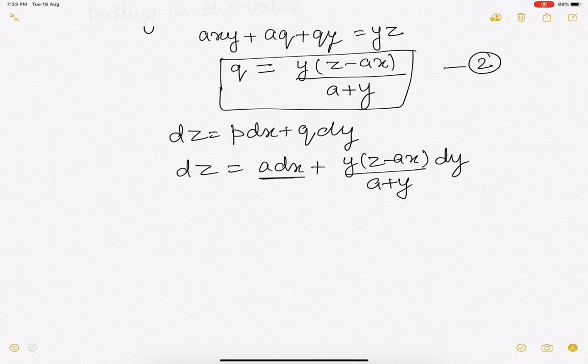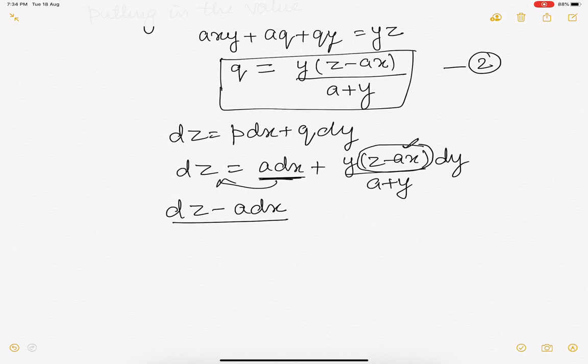Let us take this term on the left hand side of the equality. Why am I taking this term on the left hand side? The reason is that we have this term z minus ax here, and dz minus a dx is the exact derivative of z minus ax. That's why I am trying to rearrange the things so that we may solve this integration.